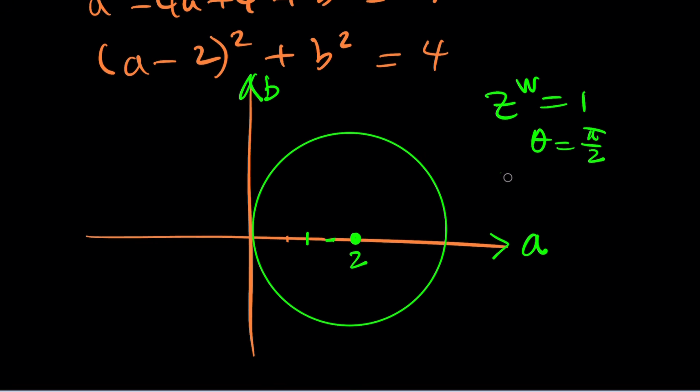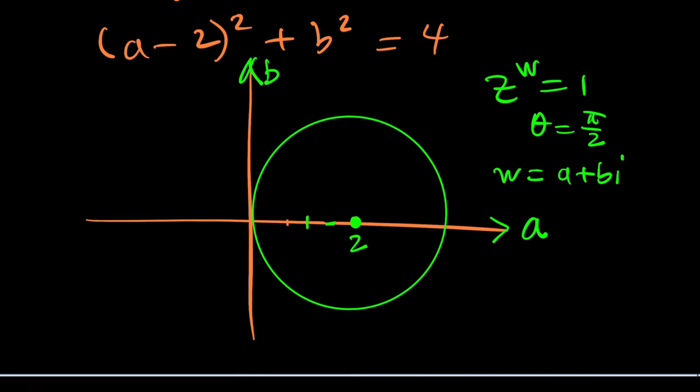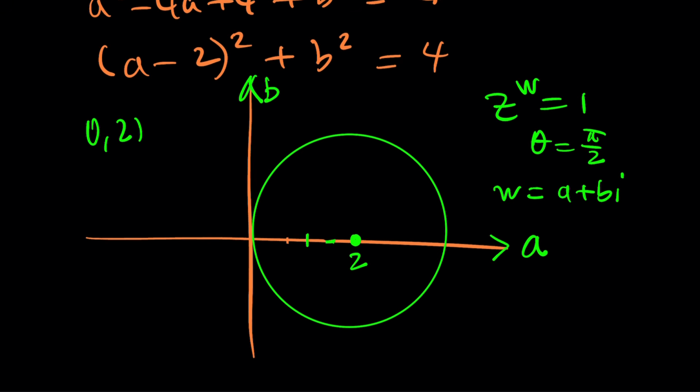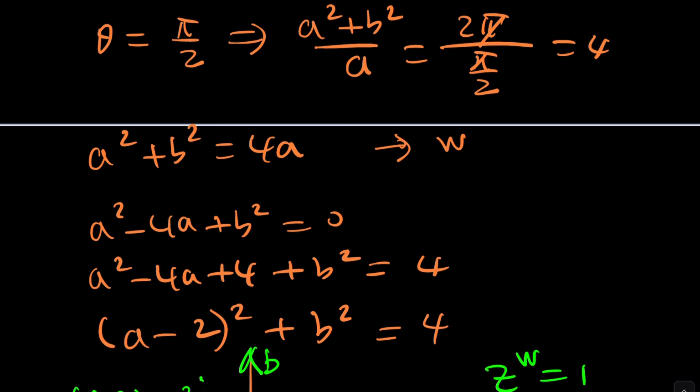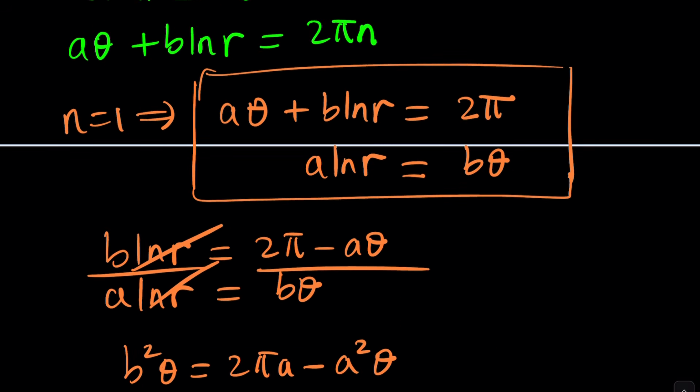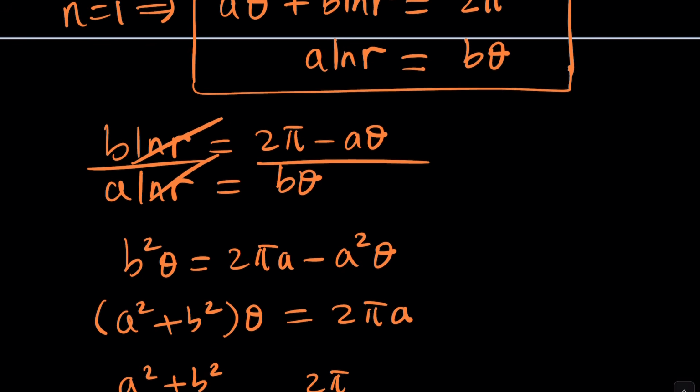And if you remember, we said that w is equal to a plus bi. So if you pick a point from this circle, for example, (0, 2), that would give you 2i. So w would be 2i, obviously. And then since theta is pi over 2, we can just plug it in and find z. But z is r times e to the i theta, so we need to know what r is.